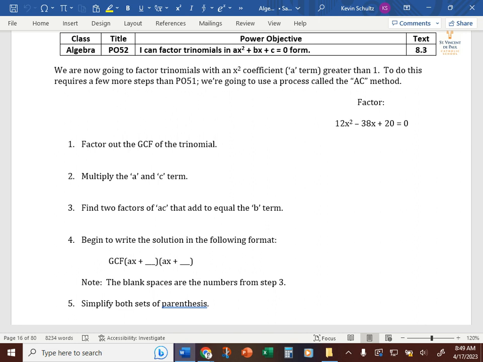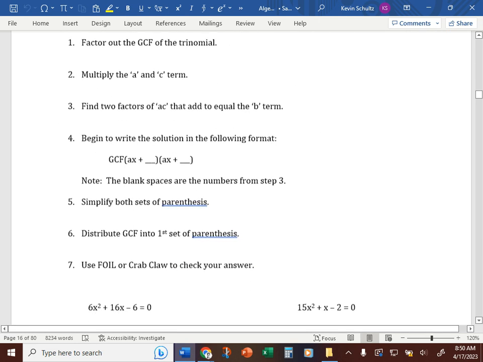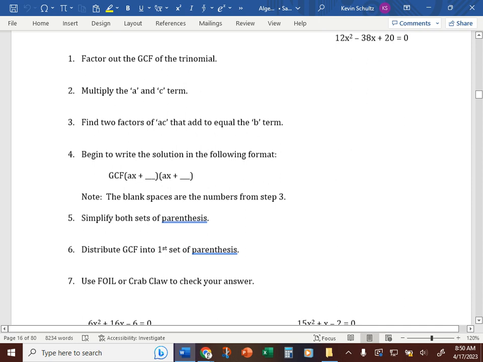In PO51, every equation started with x squared, right? Just x squared. Your coefficient was 1. It's like it wasn't even there. In PO52, we've got a number before it, which changes things. Because that coefficient affects the inside and outside simplification after you multiply. Okay, so we have a 7-step process to factor a trinomial with a coefficient to x squared.